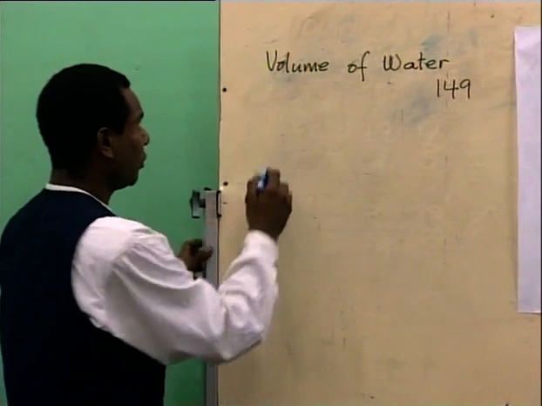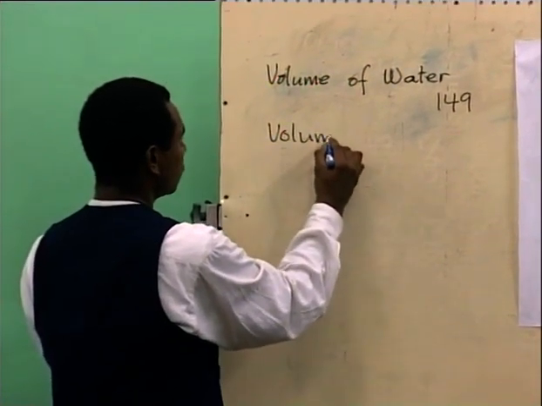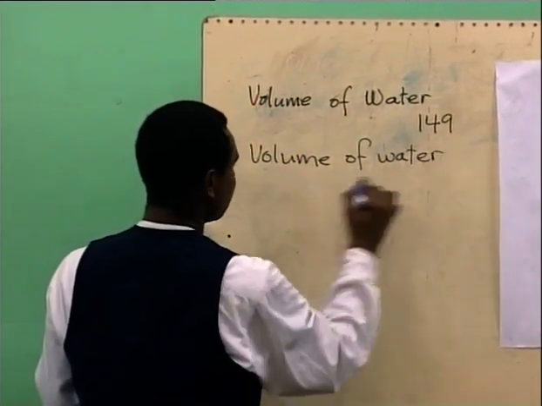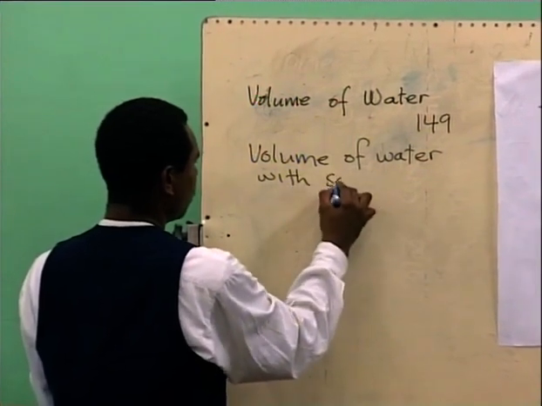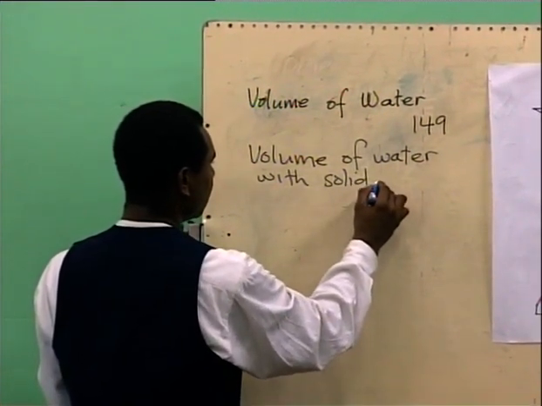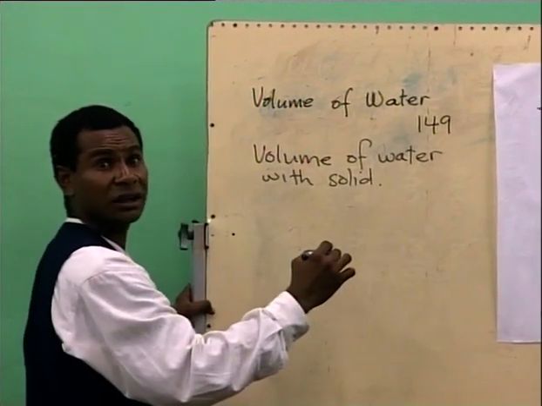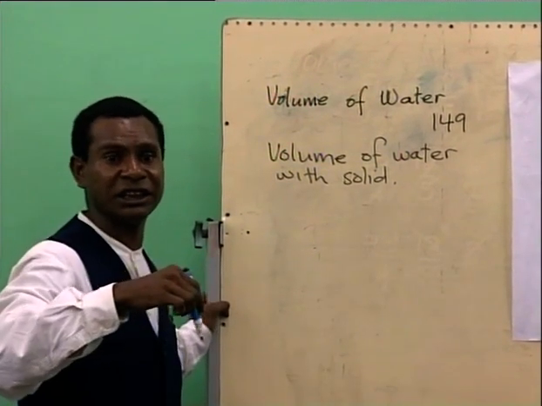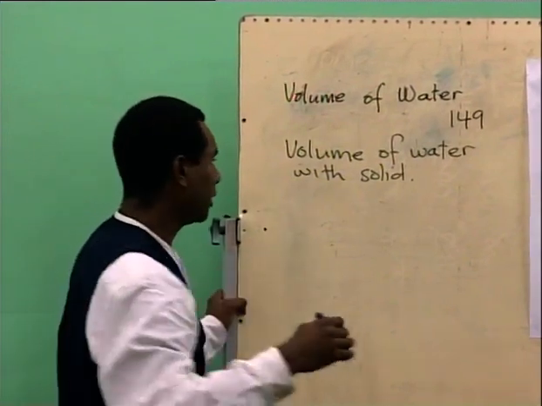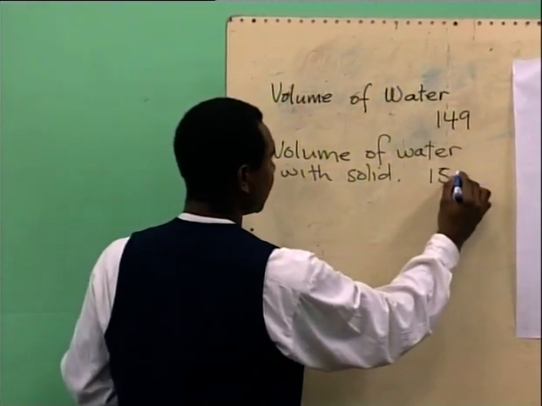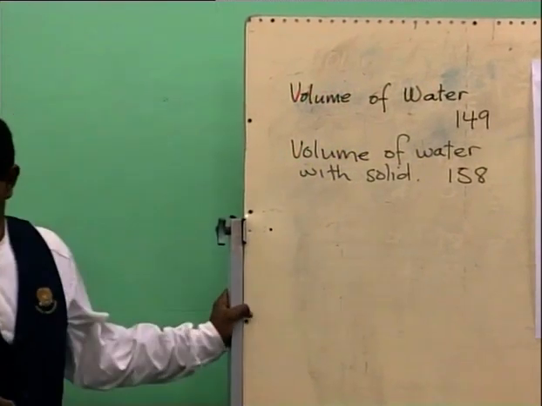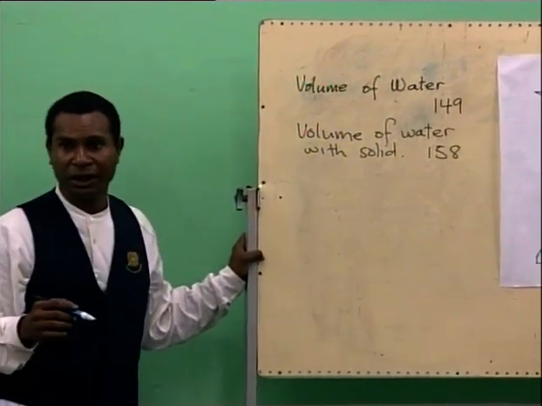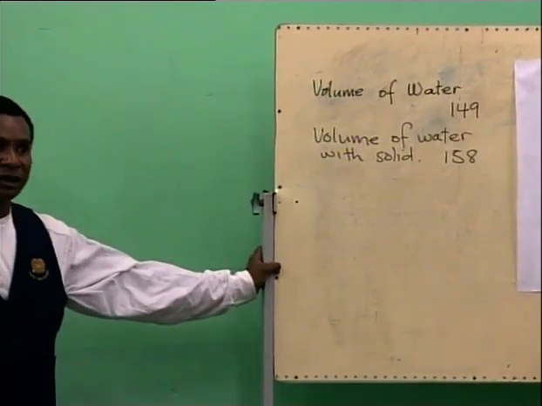Now volume of solid, volume of water with the solid. What's the volume of water with solid when you place the solid in? 158. Thank you, 158. So to find the volume of solid alone, what is our working out? How do we calculate that?